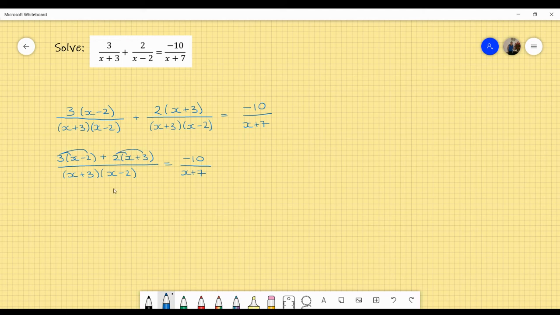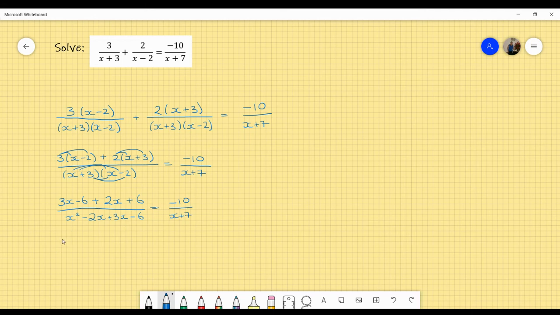So 2 separate brackets to do here. That will give me 3x minus 6 added to 2x plus 6. And you have the option, so I'm going to expand the double brackets down the bottom here, but you can deal with them slightly differently. Okay, so we're going to expand the double brackets here. That will give me x times x gives me x squared, x times minus 2 will give me minus 2x, and then 3 times x will give me plus 3x, and 3 times negative 2 gives me negative 6, still equal to minus 10 over x plus 7.